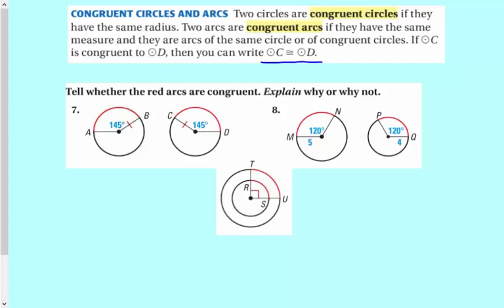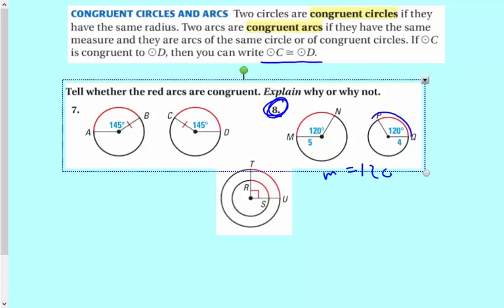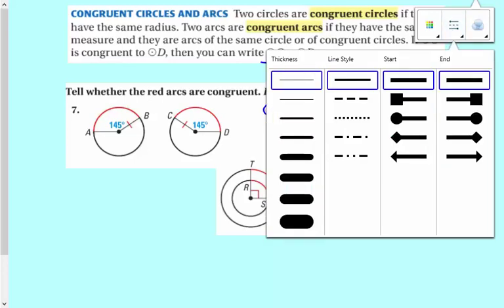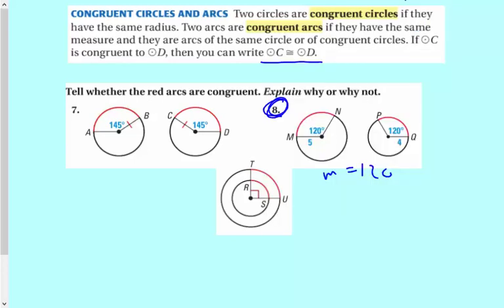Basically, let's take a look at number 8 here. I'm going to start with number 8. So they both have a measure of 120, but this arc here, if I were to take this arc and place it over here, you're going to see that this arc is much bigger than that arc there. They're not the exact same. They have the same arc measure, but their lengths are going to be much different. And so that means they're not congruent. So that's the important part. So this would be no, the circles aren't congruent.